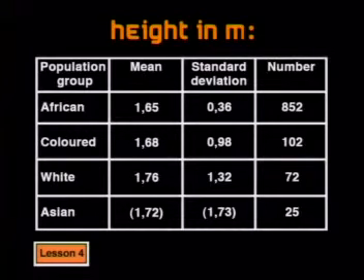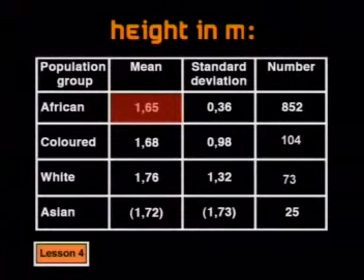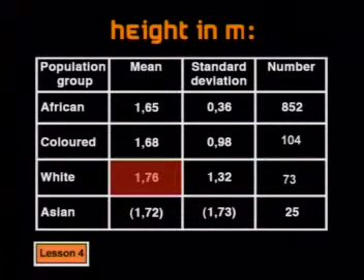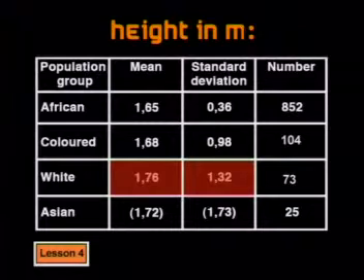We can't really make conclusions from this data without looking at the heights of African men compared to white men. This was also included in the research done. From the table, you can see that African men have a mean height in meters of 1,65 with a standard deviation of 0,36. The white men have a mean height of 1,76, which is about 10 centimeters taller than the African men. The standard deviation for white men is also greater at 1,32. Well, that gives us something to think about.